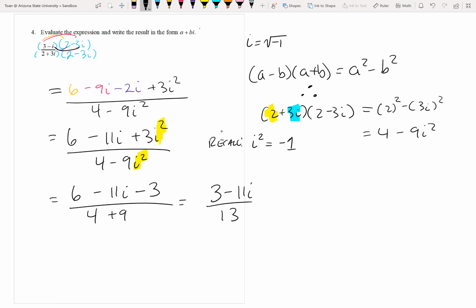Now technically, standard form of complex numbers should not be one giant fraction. It should be two separate pieces. So what we're going to do is split the fraction, giving each term its own denominator of 13.